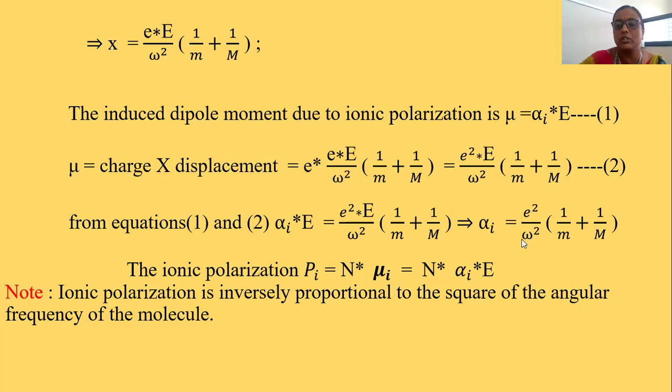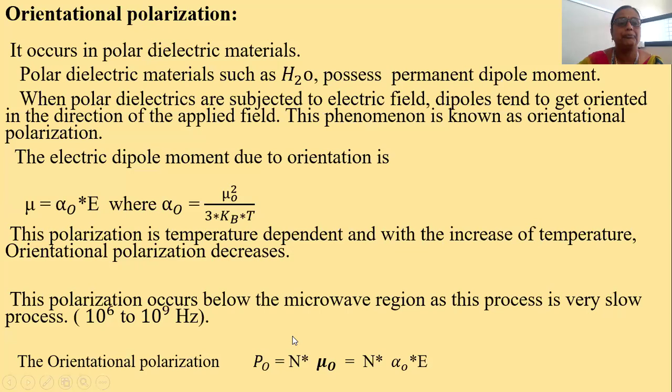When we equalize these two equations, we will get alpha i for ionic, where alpha i is the ionic polarizability. Alpha i is equal to e squared by omega squared, 1 by small m plus 1 by capital M. So the ionic polarization is equal to N. What is N? N is the number of ions present inside the ionic solid. How many ions are there? So that is N, so N into alpha i E. If you remember this point, there is a note: ionic polarization is inversely proportional to the square of the angular frequency of the molecules.